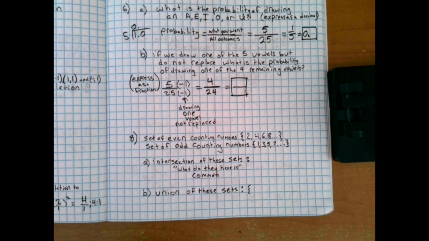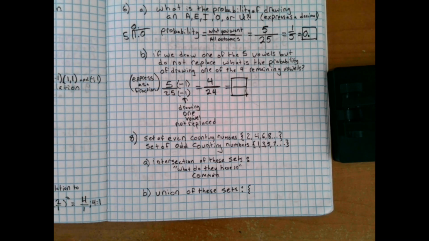Now, question 8 says the set of even counting numbers is 2, 4, 6, 8. The set of odd counting numbers is 1, 3, 5, 7, and so on. What's the intersection of these two sets? In other words, what do they have in common? Well, that one's a little bit tricky.